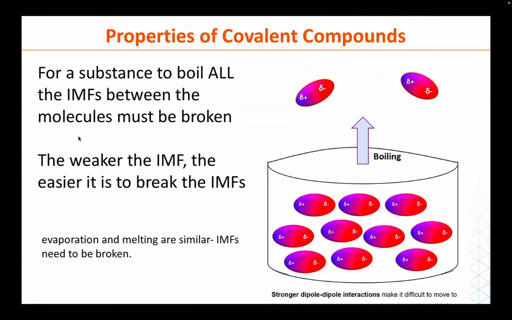So properties of covalent compounds. So we know, and I've been saying this, in order to boil something or evaporate, the IMFs of the liquid have to be broken. So the weaker those IMFs, the easier it is to break them, and the easier it's going to be to evaporate or melt. Also, you have to break the IMFs to turn into a liquid. So the stronger the IMFs, the less likely they're going to evaporate or boil or melt. And the weaker they are, the more likely that you can break them.